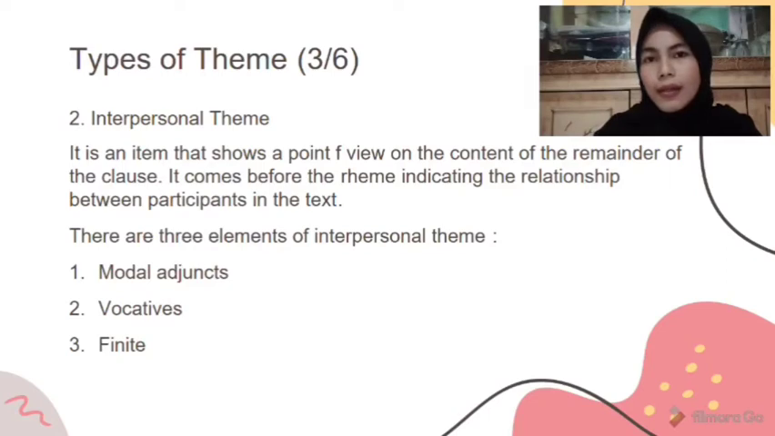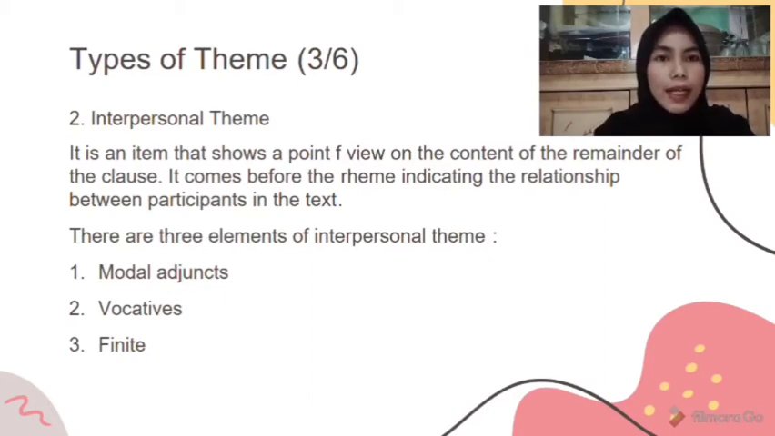And next is vocatives. Vocatives is when you call somebody's name to indicate that you are talking to that person. For example, dearly beloved, we are gathered here today. Dearly beloved is vocatives because it comes before topical theme. And which one is topical theme? Topical theme is we. And are gathered here today is Rheme.